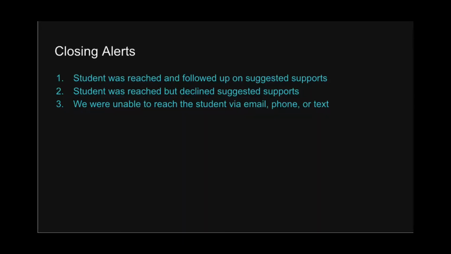There are three potential outcomes of an alert being closed. 1, we reached the student and they accepted our advice and offered support. 2, we reached the student but they declined the support. Or 3, we were unable to reach the student by email, phone, or text over the course of 1 week. In some instances, especially when the alert resolution is complex, the case manager will send you a more detailed update on the resolution of the case.